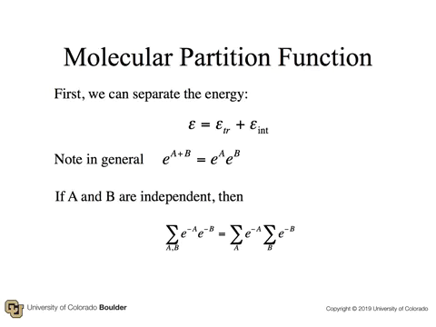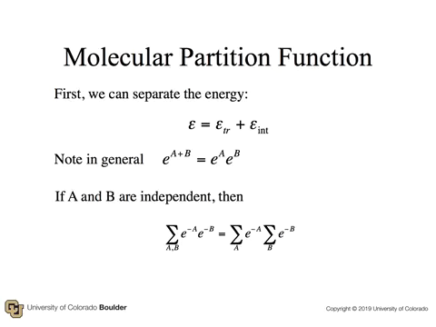Now, if we just note in general that e to the sum of two numbers, a plus b, is equal to the product of e to the a times e to the b, and if a and b are independent of each other, that is, changing a doesn't necessarily affect b, then we can write the sums as shown in the last slide, the sum over a and b of e to the minus a times e to the minus b, and that can split into two sums, the sum over a, e to the minus a, and the sum over b, e to the minus b.